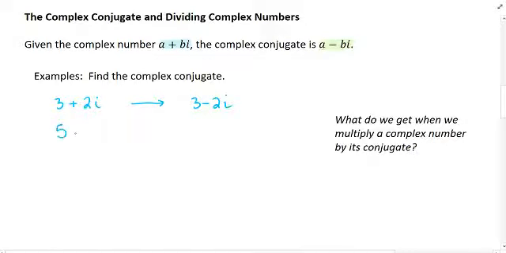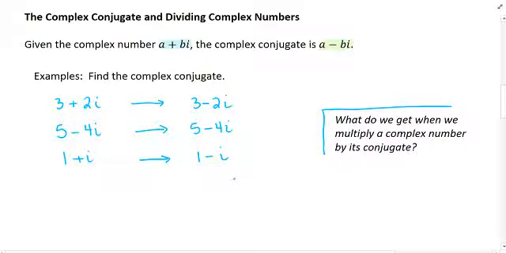If I have 5 minus 4i, its complex conjugate is 5 plus 4i. If I have 1 plus i, its complex conjugate is 1 minus i. So now here's the question, and this is what's going to help us with division. What do we get when we multiply a complex number by its conjugate? So let's just take a look at this first one.